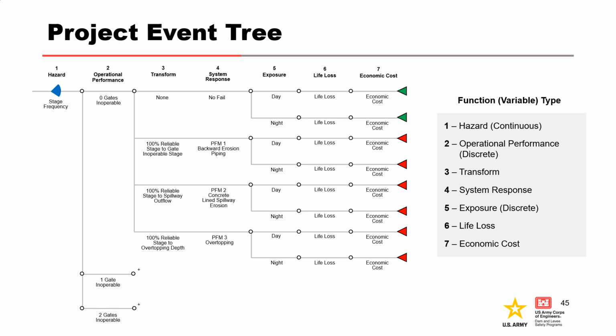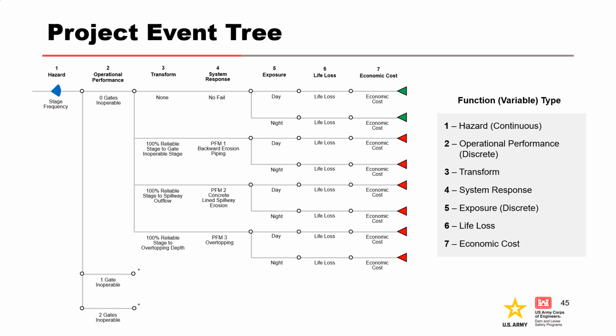Let's walk through an example event tree. This example project event tree uses all the different functions that can be used in an event tree analysis. The function or variable types are continuous, discrete, transform, system response, exposure, and consequences. Using the following slides, we will step through the different function types and discuss their common applications in risk analysis.